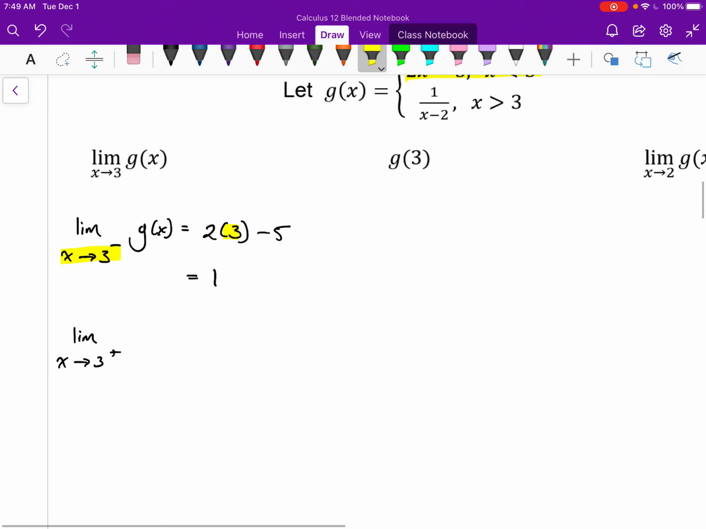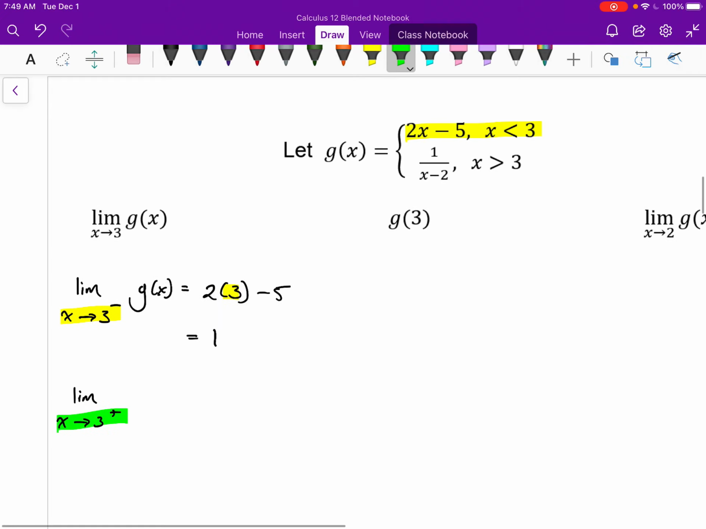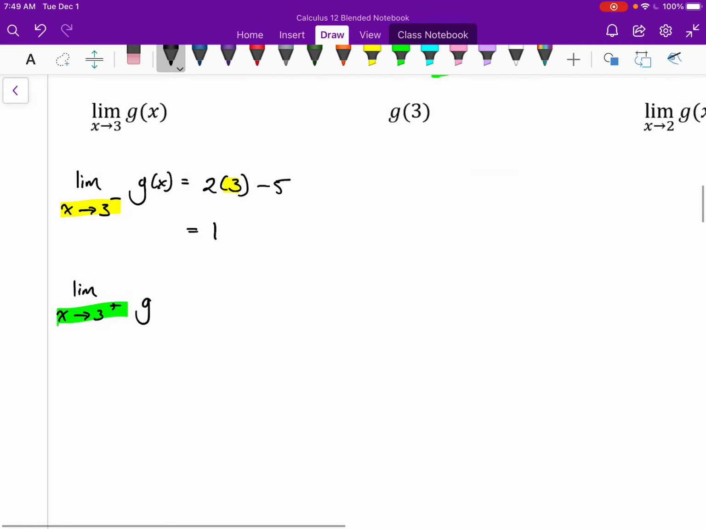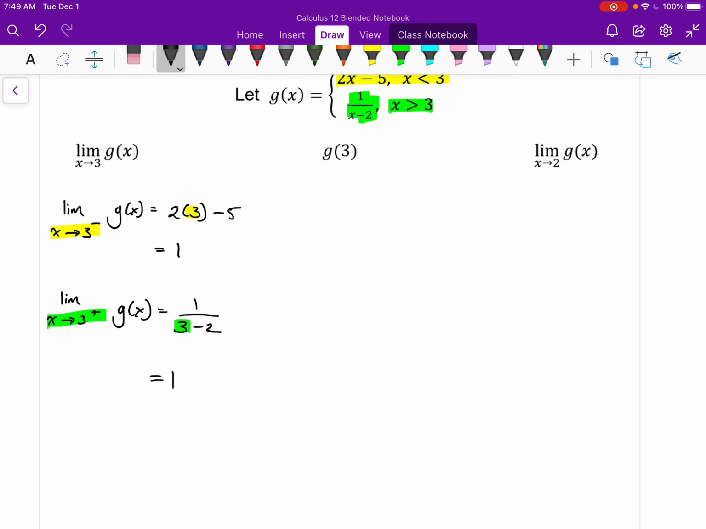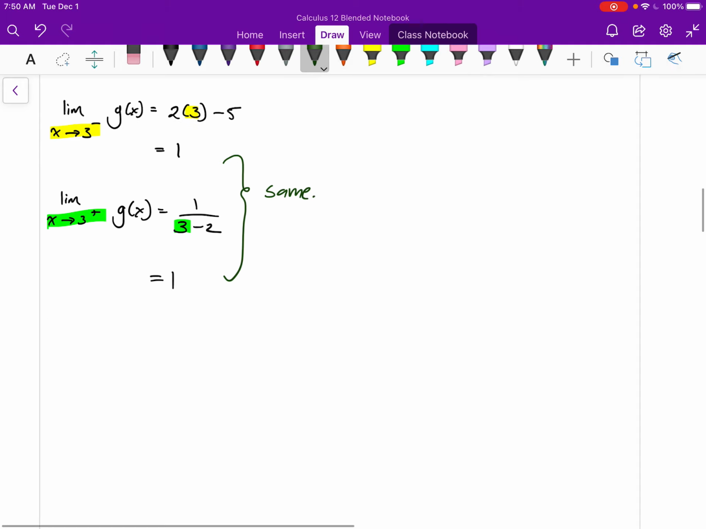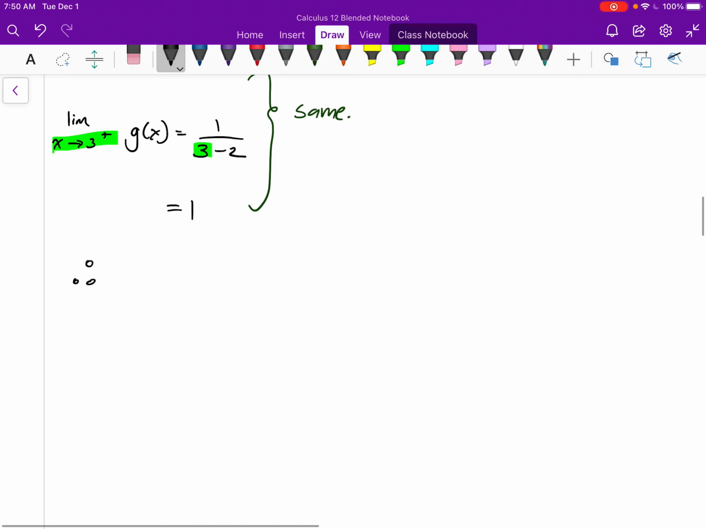So let me approach 3 from the right, which is values more than 3, which means I look at the bottom piece. So this will equal 1 over 3 minus 2, because the equation is 1 over x minus 2. And simplifying this, I get 1 again. So they're the same, which means now I can answer this question. I can now actually answer what the limit as x approaches 3 is. Therefore, the limit as x approaches 3 of g of x is equal to 1.